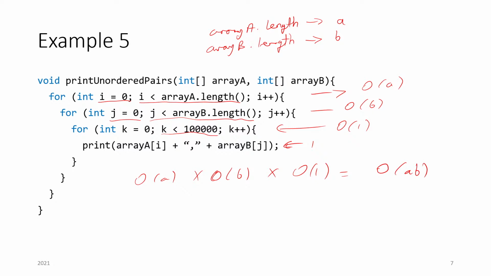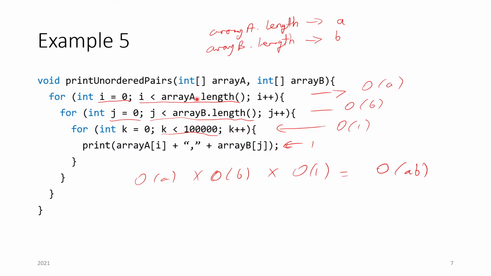So the only trick to this question was that the innermost loop here had a constant value at which it runs up to. So no matter what happens for array A and array B, this innermost loop here for k will always execute 100,000 times no matter what. And because it's always going to be executing at this constant amount of time, that's treated as a constant, and the order for any constant is going to be order of 1.